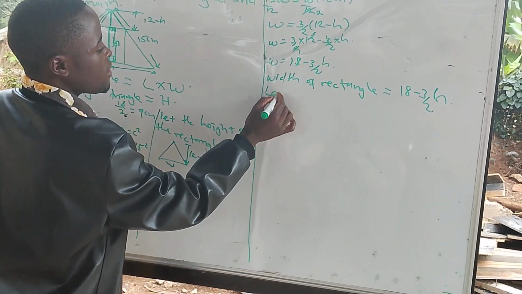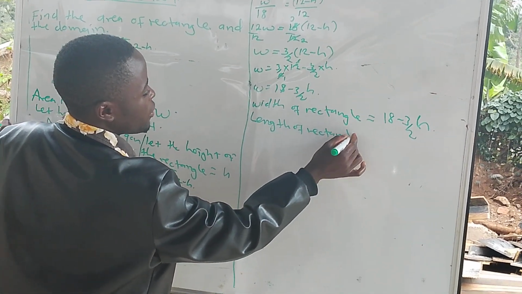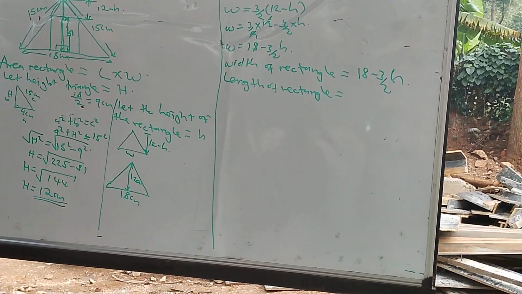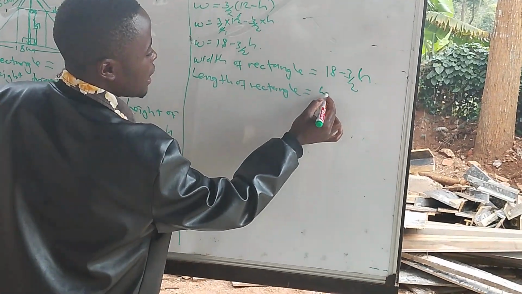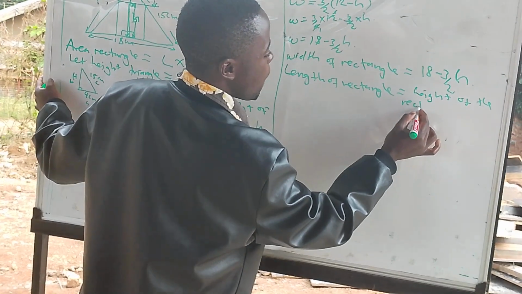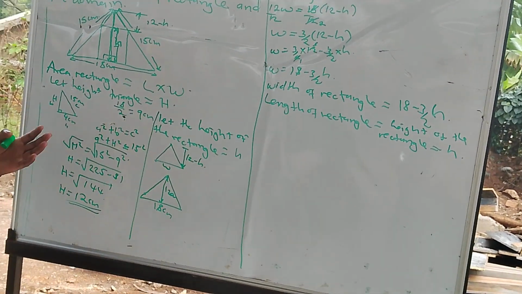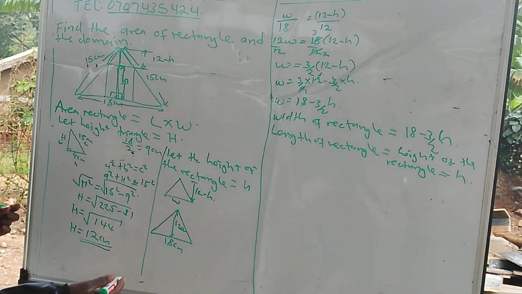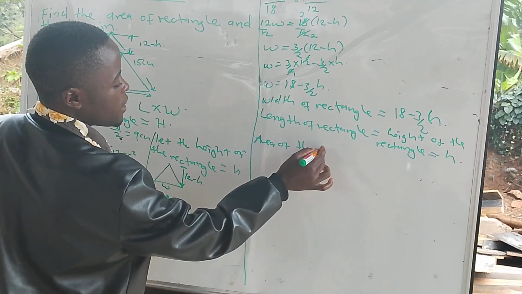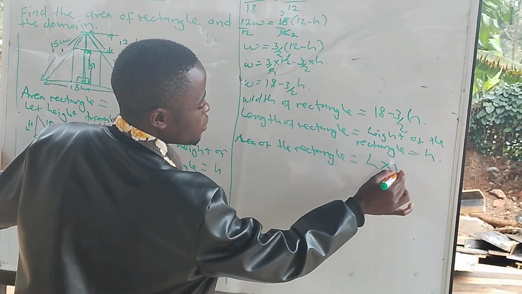Then the length of the rectangle is the height of the rectangle, which is small h. So now we can go to the area of the rectangle. The area of the rectangle is length times width.